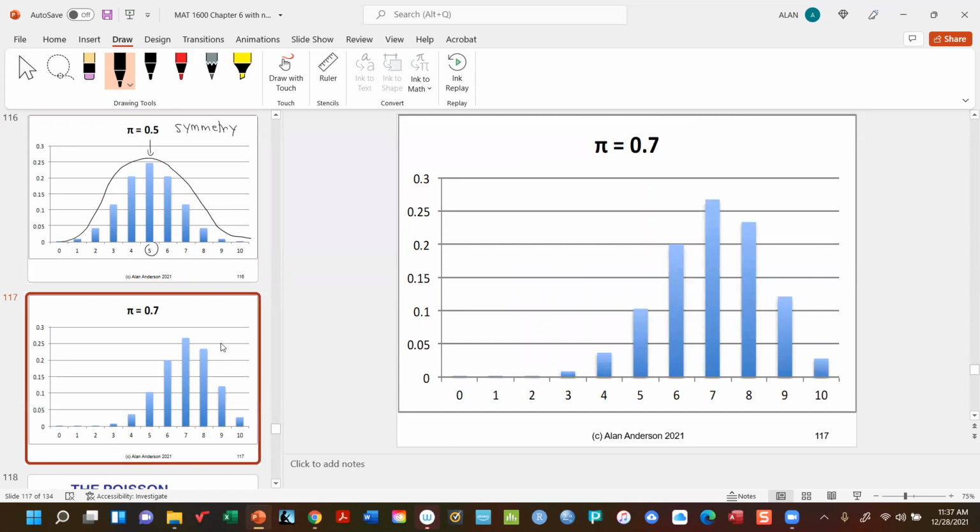You can see here that the most common outcome is 7, followed closely by 8 and 6. Then after that, the probabilities fall off very quickly. And down here, we have these very small probabilities, which you can just barely see. And you can call this one negatively skewed.